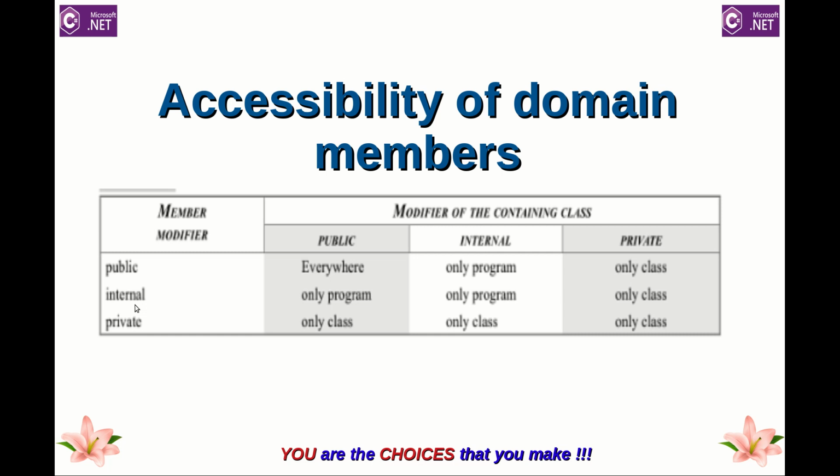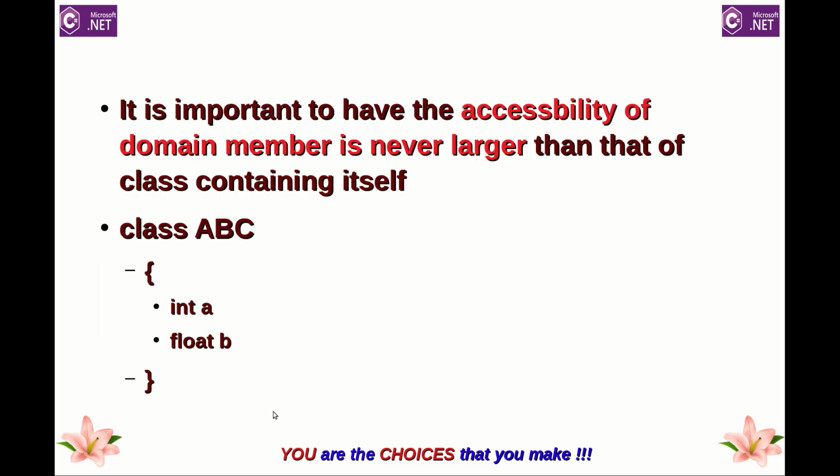If the member is internal but the class is private, obviously the class is lesser than the member, so the member will be accessed only in the class. And if both are private, the member is private and the class is private, then it can be accessed only inside the class. So this is what is specified here.